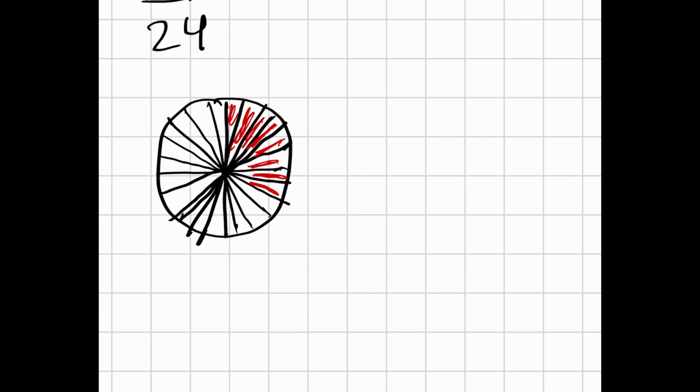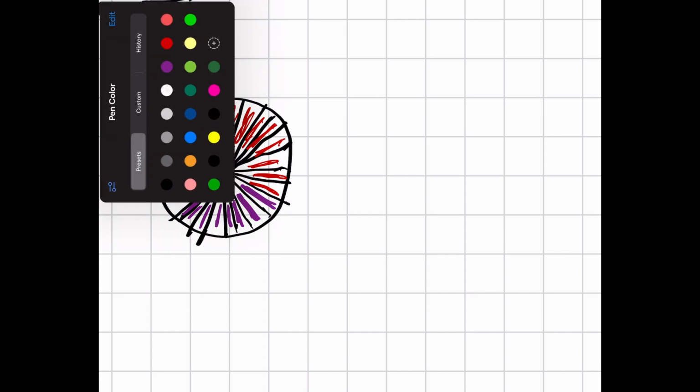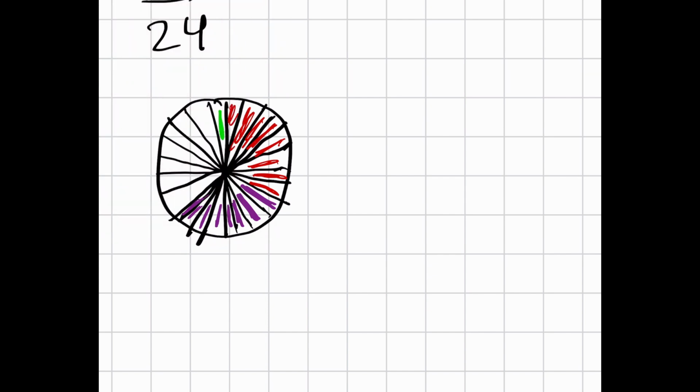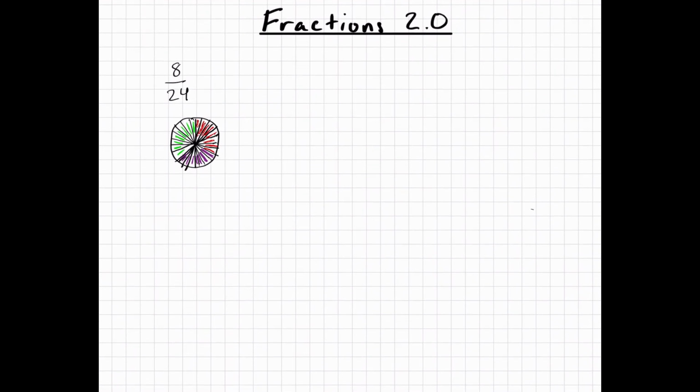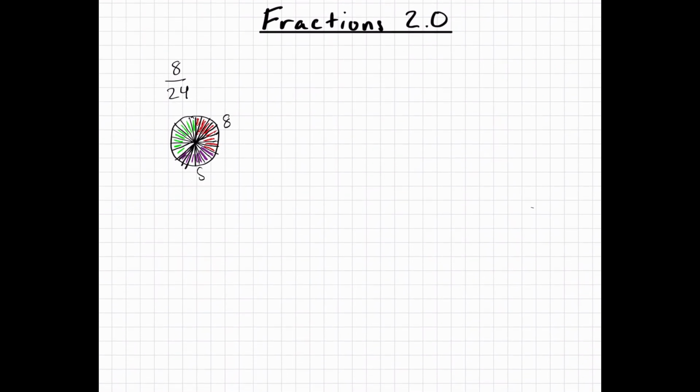Now let's draw in another 8 out of 24 just to see some kind of pattern here. 1, 2, 3, 4, 5, 6, 7, 8. Now let's draw in one more set of 8 slices. 1, 2, 3, 4, 5, 6, 7, 8. That's interesting. That's all of the slices. That makes sense because we have 8 here, 8 here, and 8 here. Well, what does that mean to us?